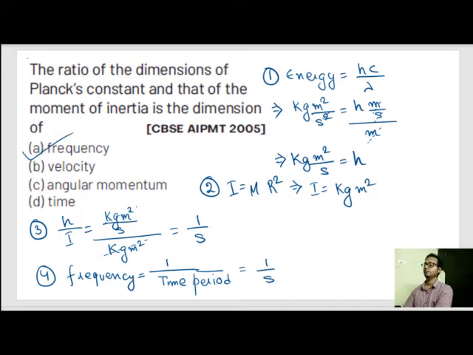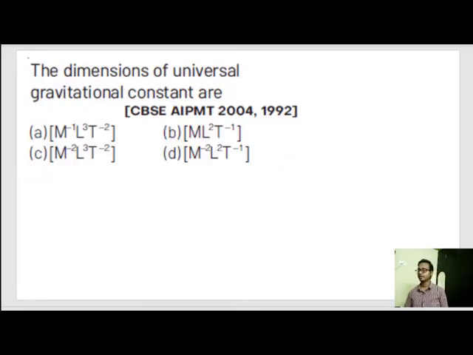Okay, so let's proceed to the next question. The dimensions of the universal gravitation constant are. Similarly, we derive from the formula. I have given you the constant, but still we derive. F is equal to G m1 m2 by r square.